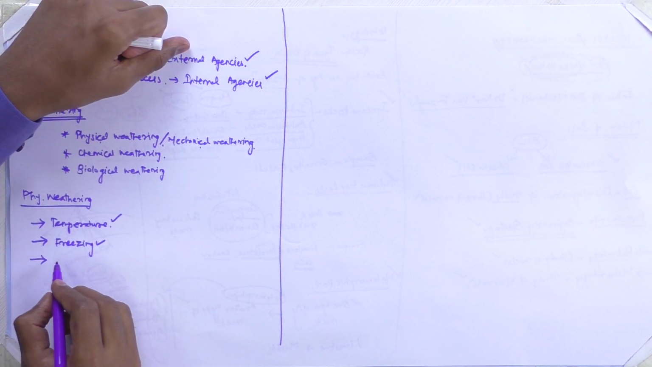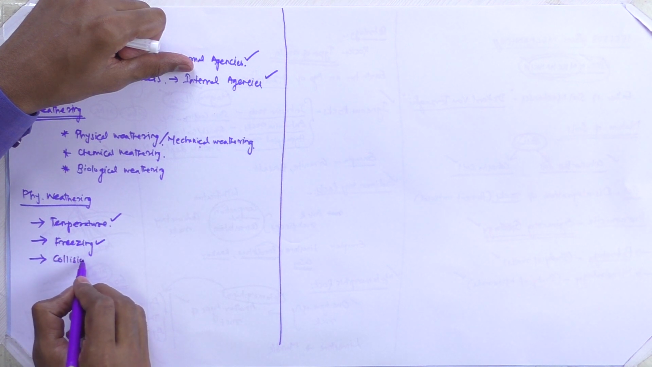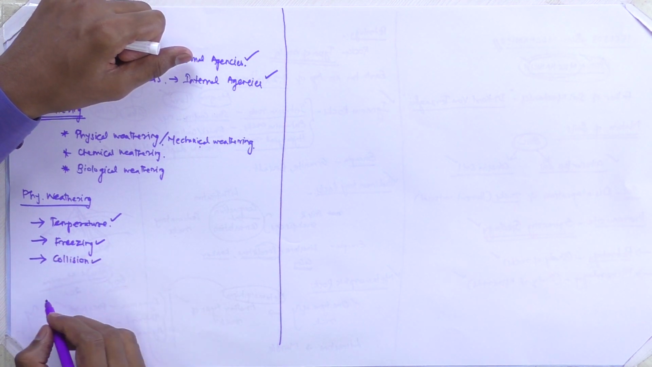Freezing is over. Then collision. So what is collision and how does it play a major role in producing soil? Collision is nothing but a collision of rocks with rocks or something else, or a rock rolling down from a mountain. So collision plays a major role through gravity.